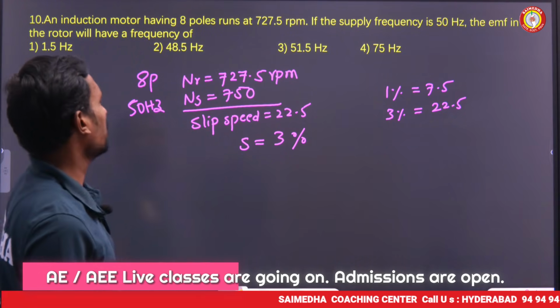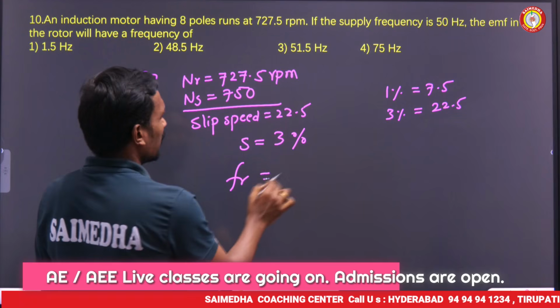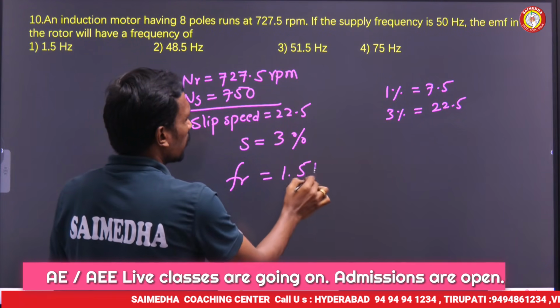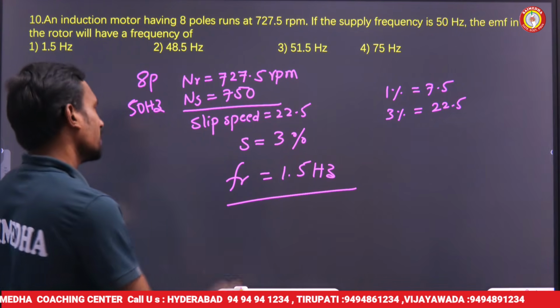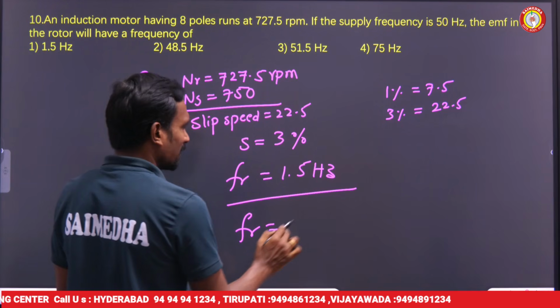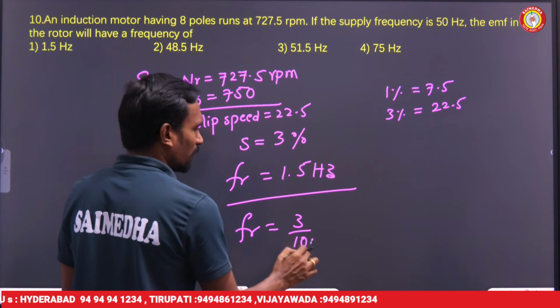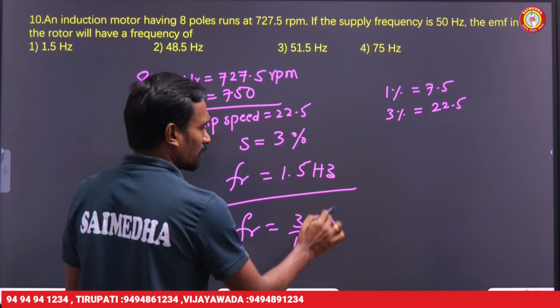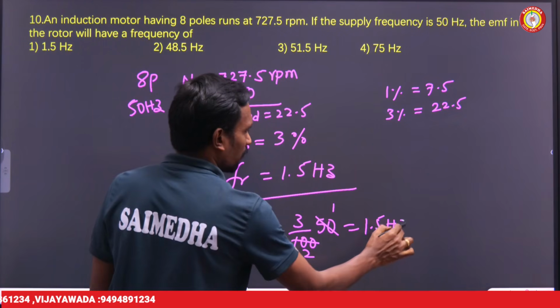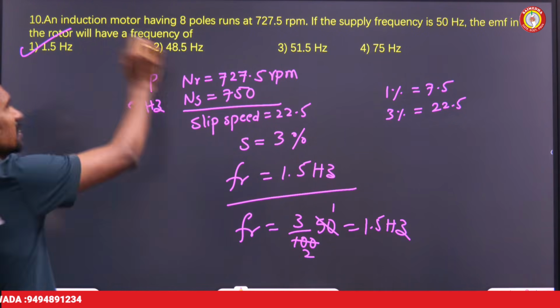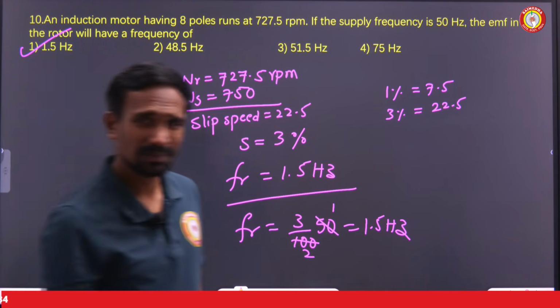If the slip is 3%, what will be the rotor frequency? It's half. What I told you, the slip and rotor frequency are exactly in half. Otherwise, you can calculate, sir. Fr is equal to S into Fs, 3% of 50, which is 3 by 2, that is 1.5. Of course, you can get the answer. Waste of time, right?